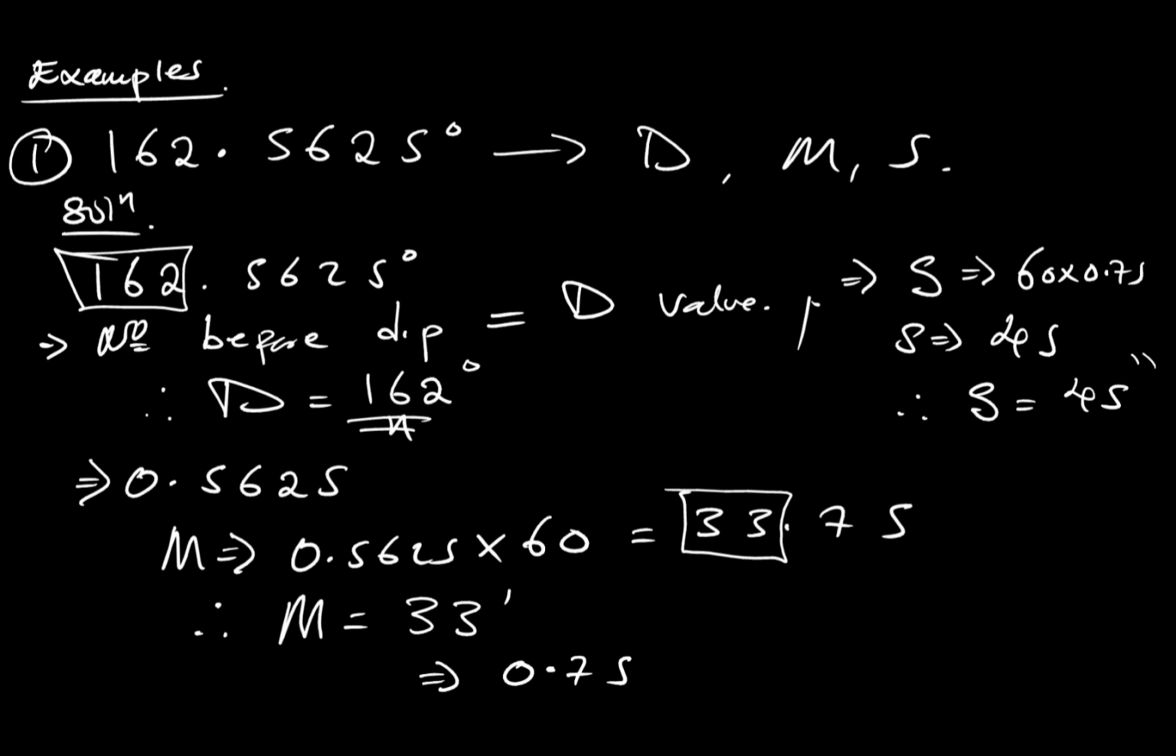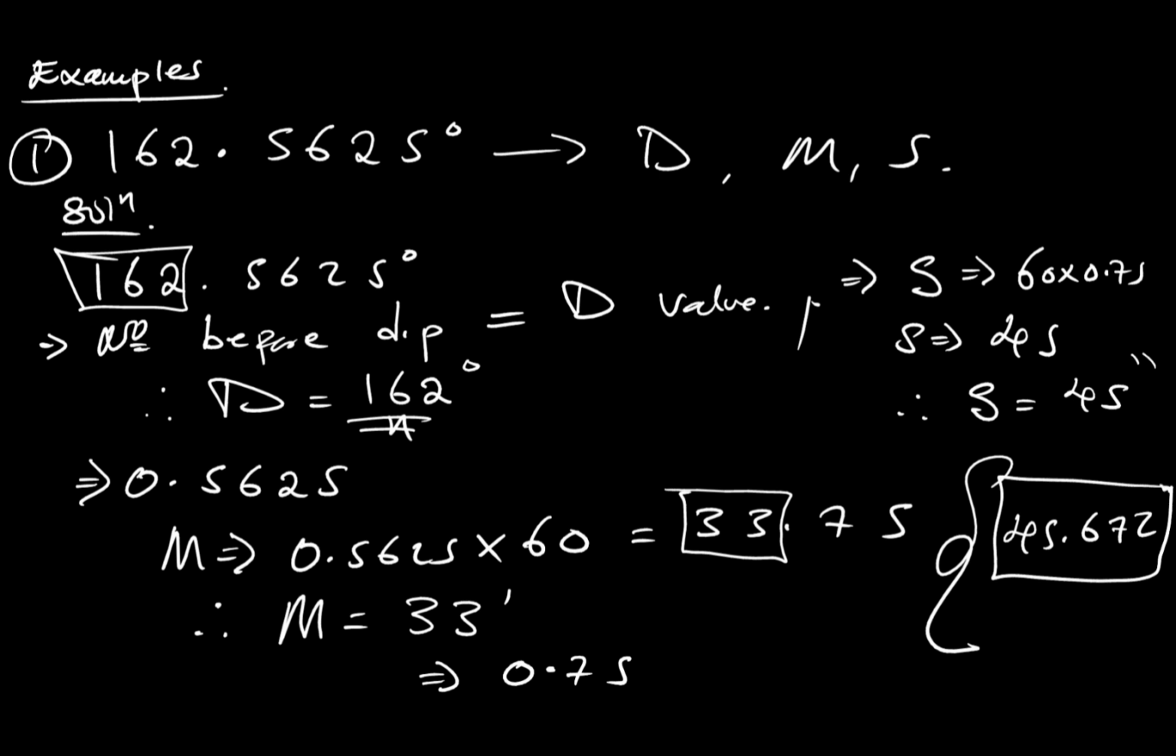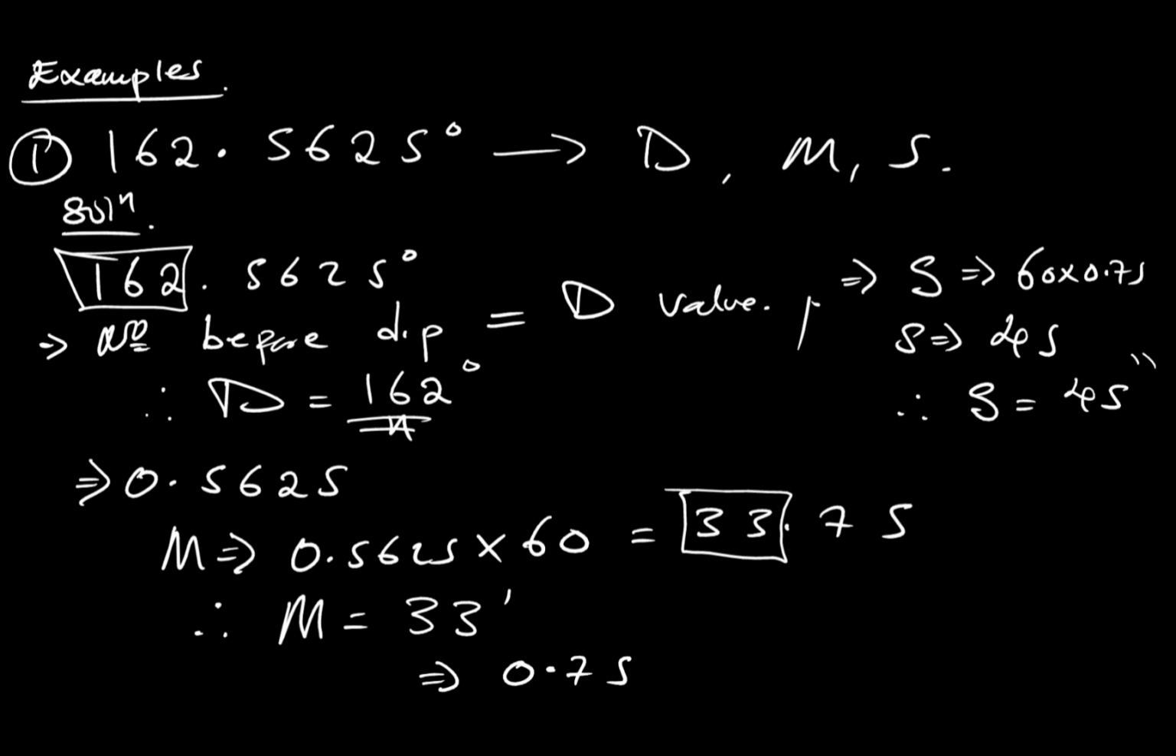In some cases, just for thought, you might get something like 45.672 when you're finding your seconds after you multiply by 60. Just round off this value to a whole number, and your seconds would be 46. But in our case, we don't have this, so be mindful of that.